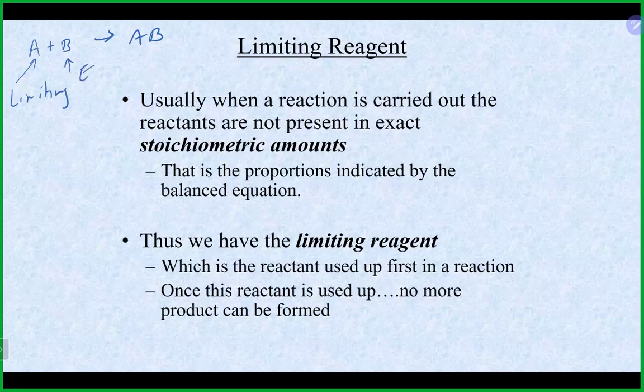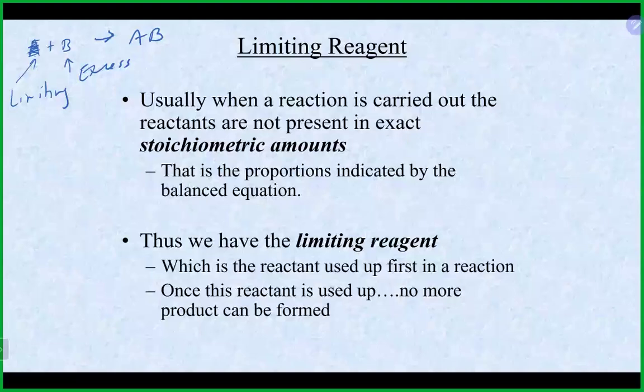and B is my excess reagent. Now, the problem with this is as soon as I run out of A, there is no possible way for me to make any more product, right? Because you need an A and a B in this simple example to make a product. And if you run out of A, there's no possible way you're going to be able to make any more products. So between the limiting reagent and the excess reagent, the limiting reagent is the most important one. It determines how much product you can make.